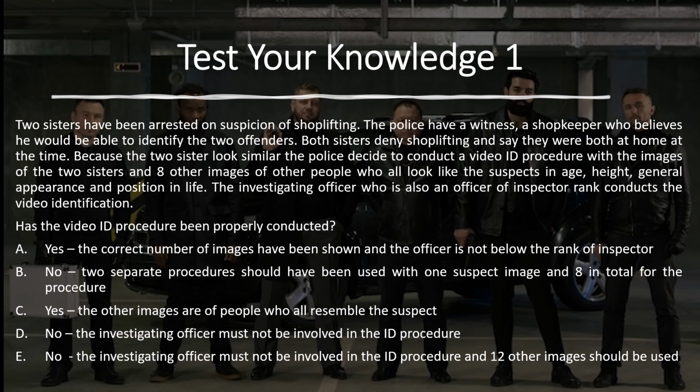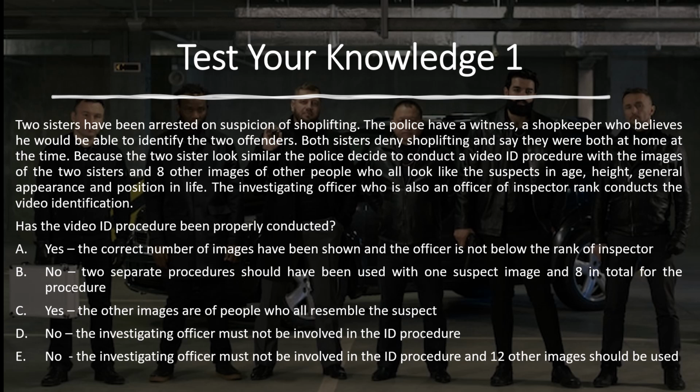There are two test your knowledge questions. The first one is this one, test your knowledge 1. Two sisters have been arrested on suspicion of shoplifting. The police have a witness, a shopkeeper, who believes he would be able to identify the two offenders. Both sisters deny shoplifting and say they were both at home at the time. Because the two sisters look similar, the police decide to conduct a video ID procedure with the images of the two sisters and 8 other images of other people who all look like the suspects in age, height, general appearance and position in life.